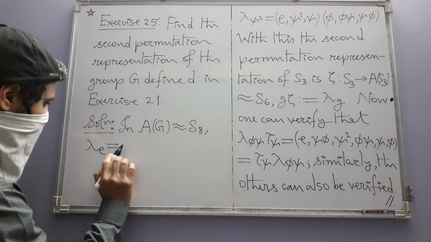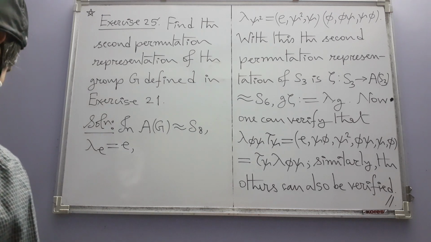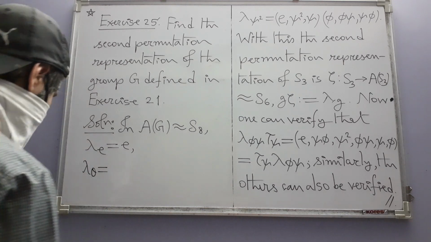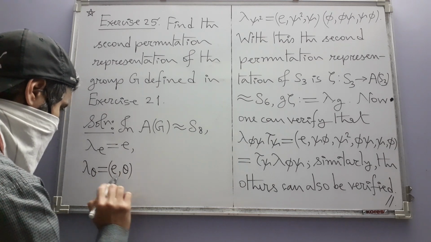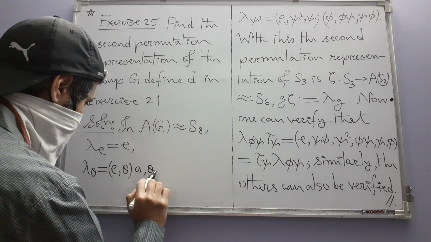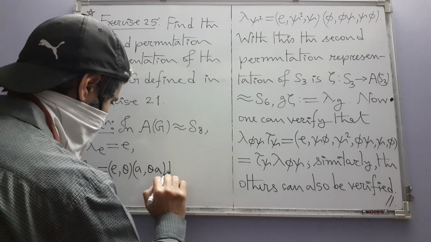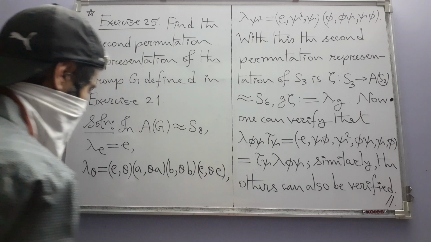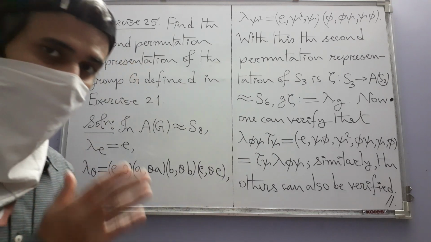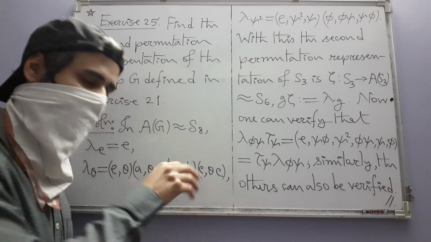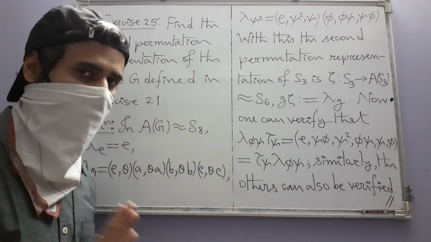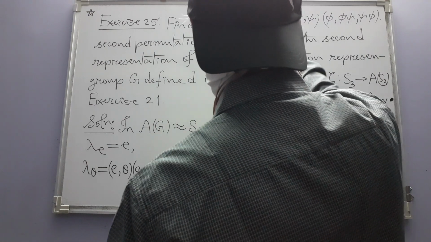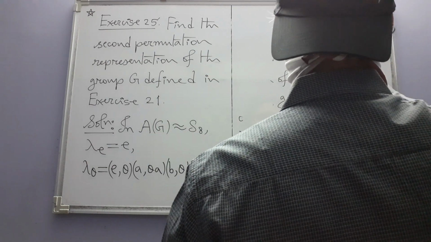Again, lambda E is of course just E, it's always going to be that in any group, just like tau E is E. Then lambda theta is E theta, A theta A, B theta B, C theta C. Let me again repeat, there may be some mistakes in these calculations. I did these things very carefully, but still mistakes can happen, and they do crop up here and there every now and then. So please verify these things before you use them somewhere else.